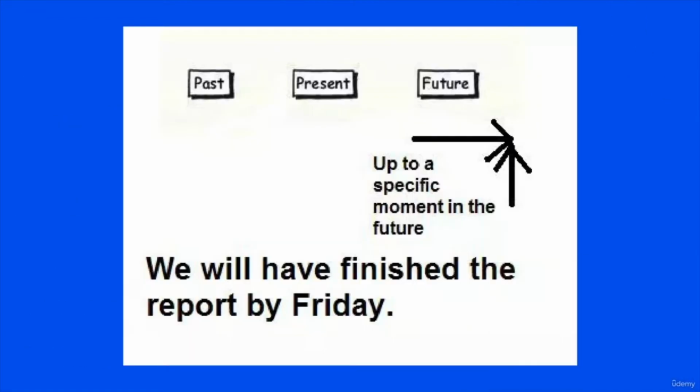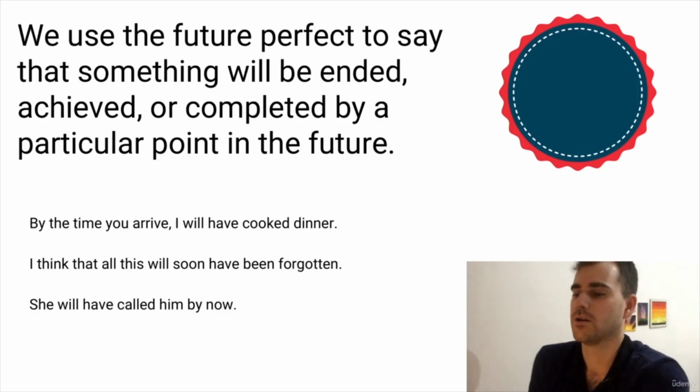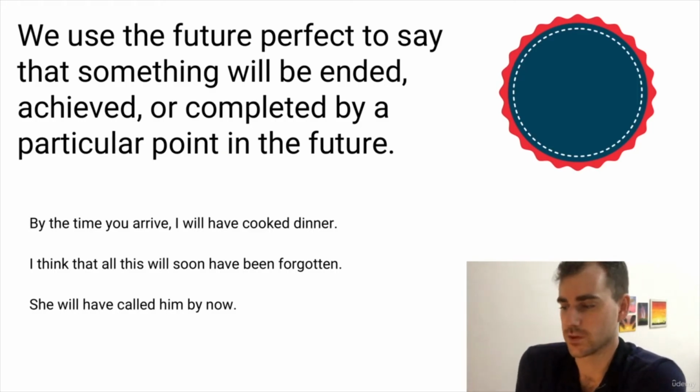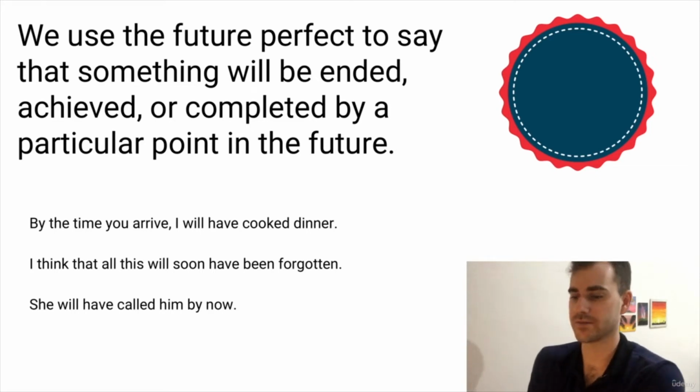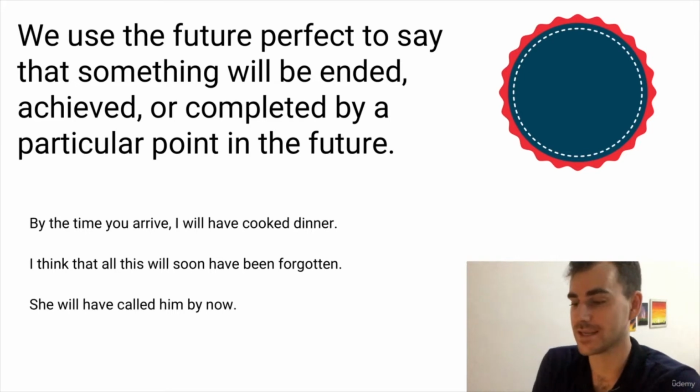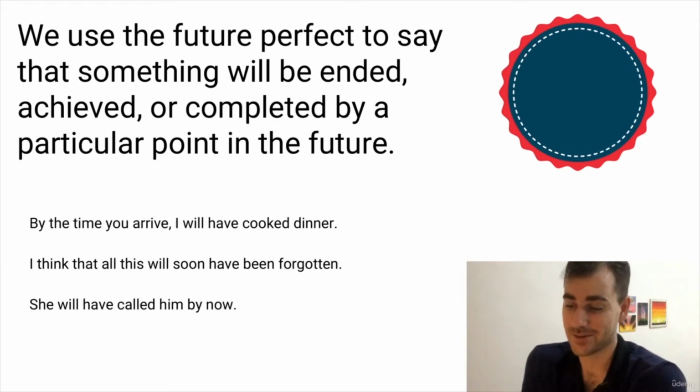If you look at this picture here, you can see the sentence, we will have finished the report by Friday. So in the future, up to a specific moment in the future, by Friday, we will have finished the report by Friday. Here are some more advanced rules, okay? We use the future perfect to say that something will be ended, achieved, or completed by a particular point in the future. By the time you arrive, I will have cooked dinner.